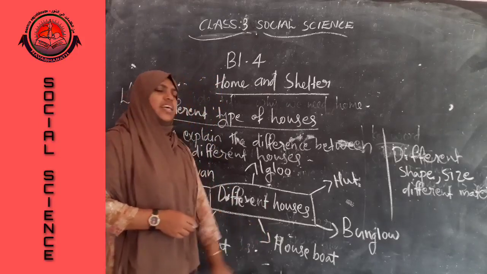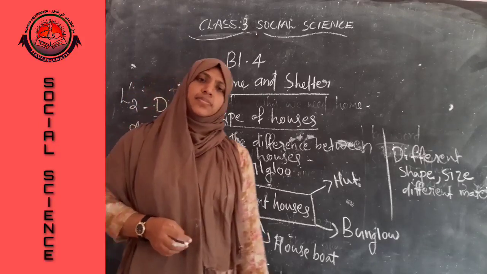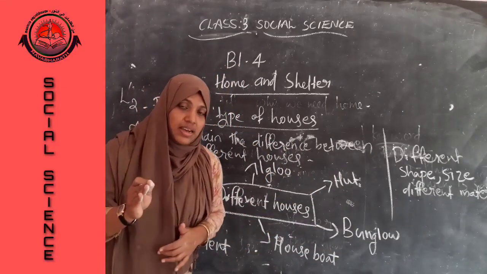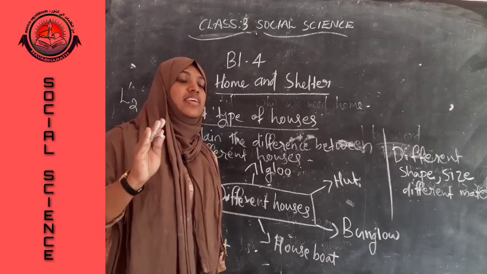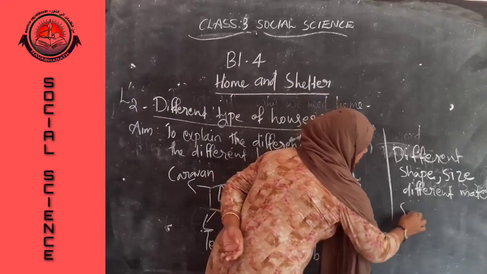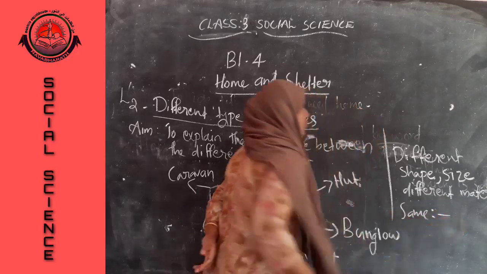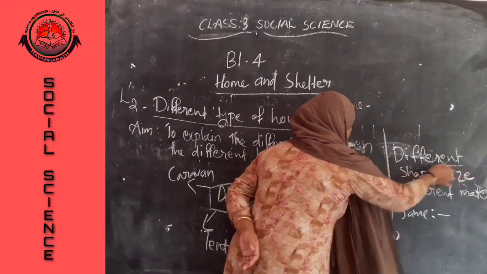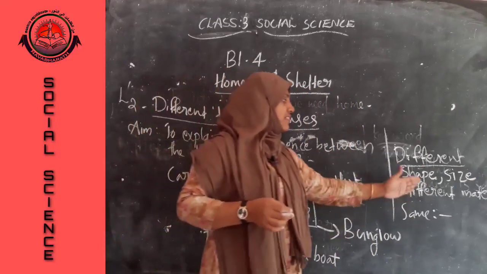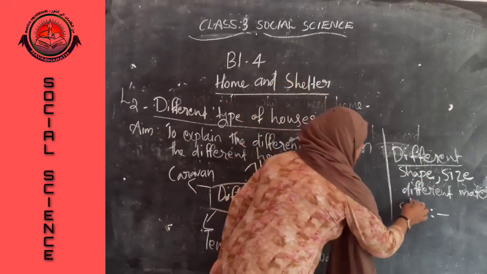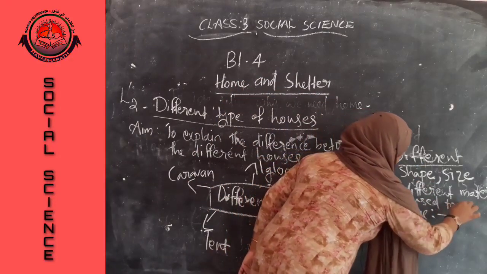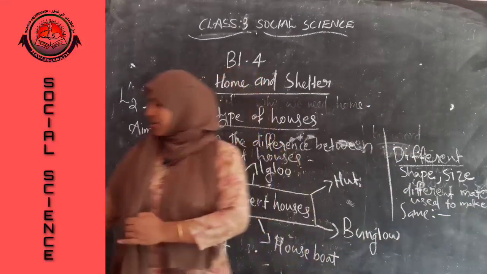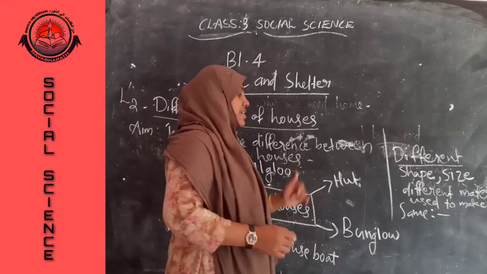Okay. Then, what are the similarities? What are the similarities between these houses? We know the differences: shape, size, different materials used to make them. Then what is the same between these houses? Yes, some similarity.